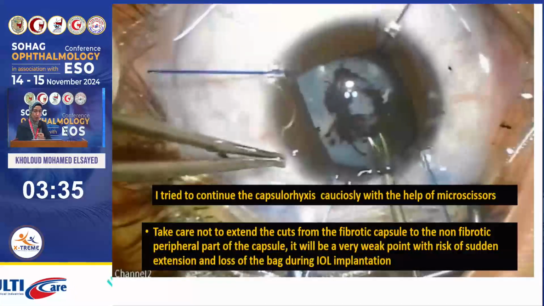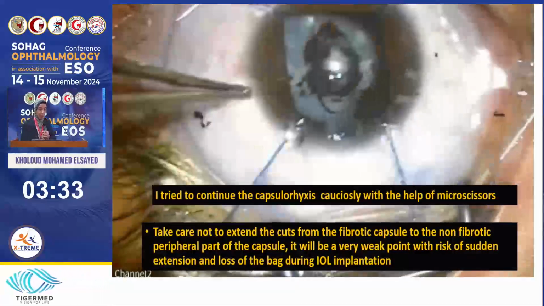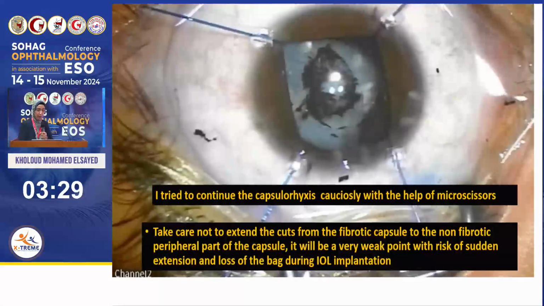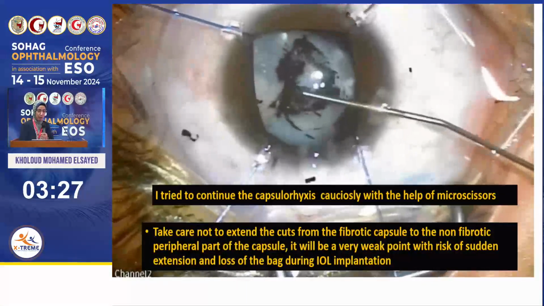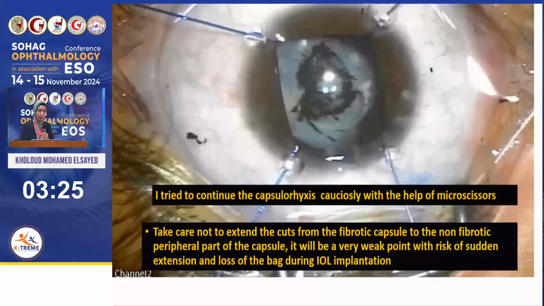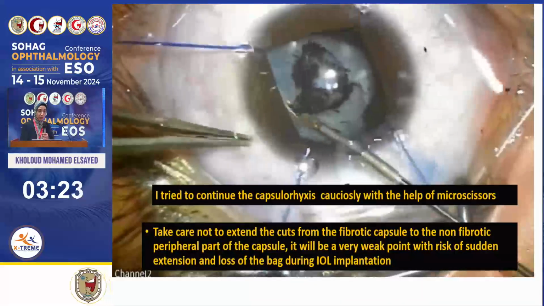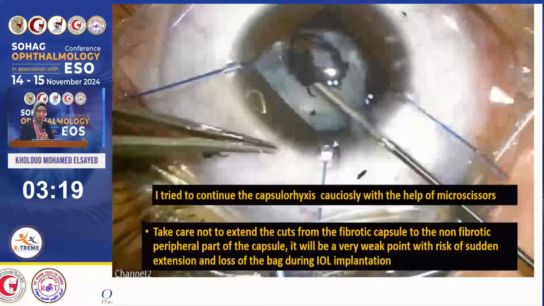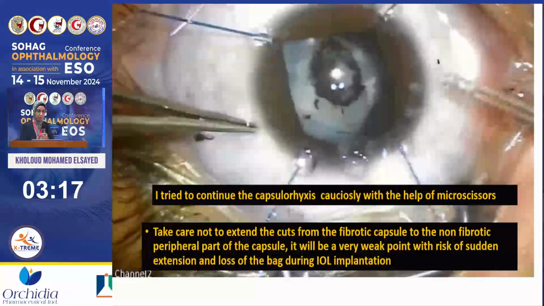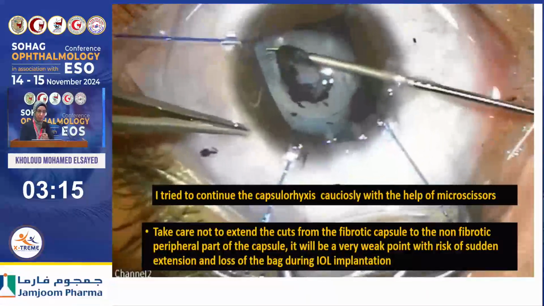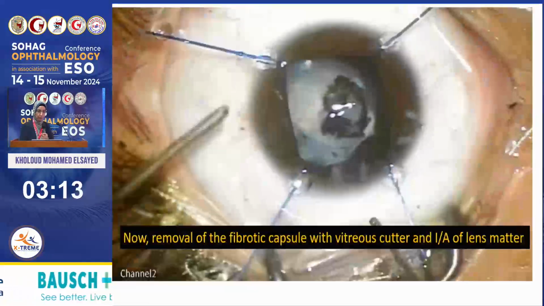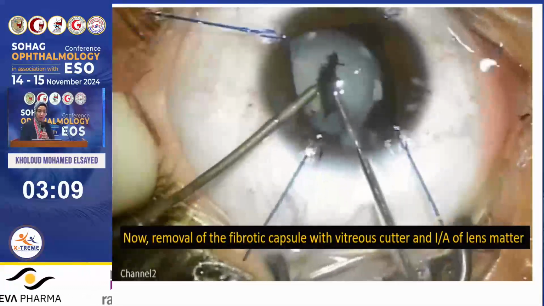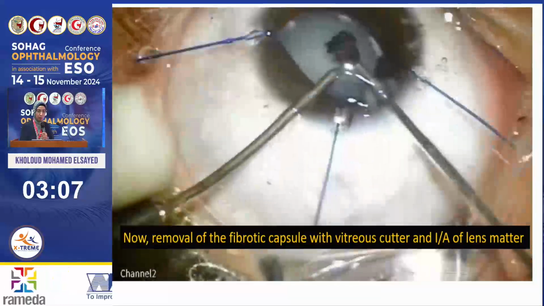Taking care not to extend the cuts from the fibrotic capsule to the non-fibrotic peripheral part of the capsule. It will be a very weak point with the risk of sudden extension and loss of the bag during IOL implantation. Now, removal of the fibrotic capsule with the vitreous cutter and irrigation aspiration of lens matter.